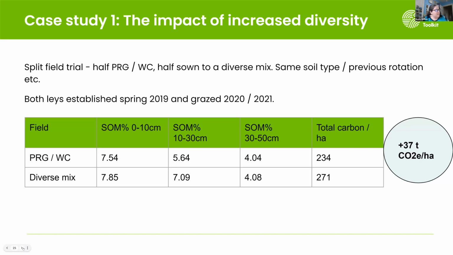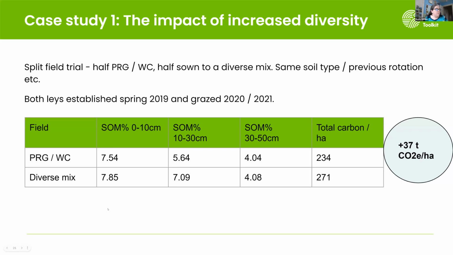And what you can see there is the difference in terms of soil organic matter percentage at 0 to 10 centimetres, 10 to 30 centimetres, and then 30 to 50 centimetres. And then what that equates to in terms of total carbon per hectare when we turn that into carbon stock. And this is why it's really important to actually look at what's going on to depth.